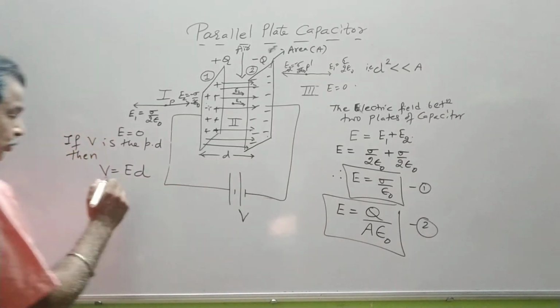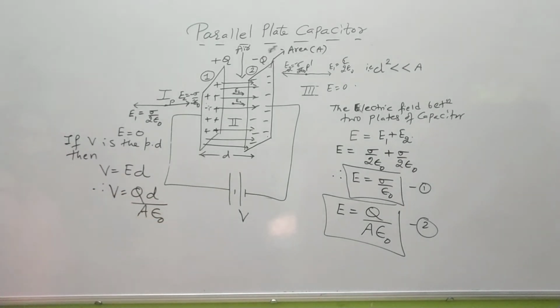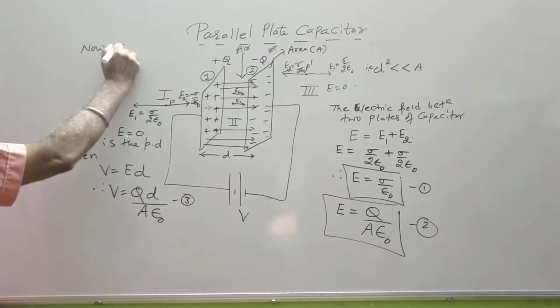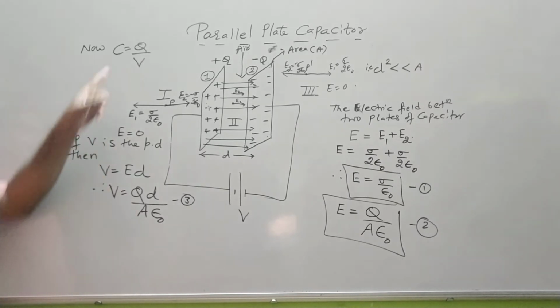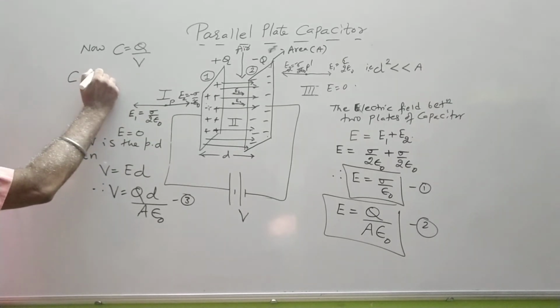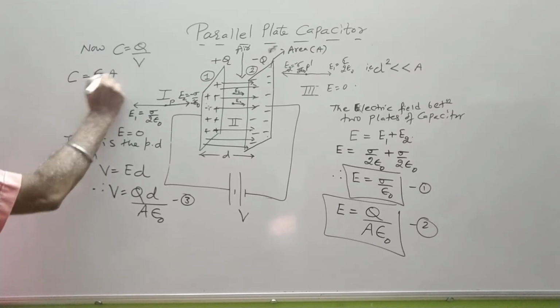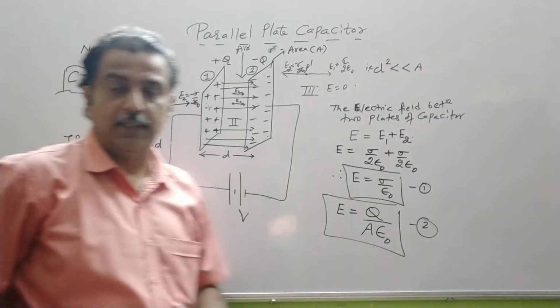We substitute this value. Therefore V is equal to Qd upon A epsilon naught. That is our equation 3. Now C is equal to Q upon V. That is the definition of the capacitance. So if I take this ratio Q by V, it becomes C, or using equation 3 in this equation, we will see that C is equal to A epsilon naught upon d. So this is the formula for a parallel plate capacitor.